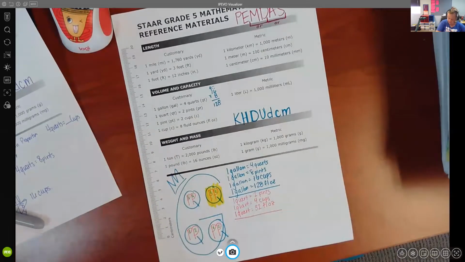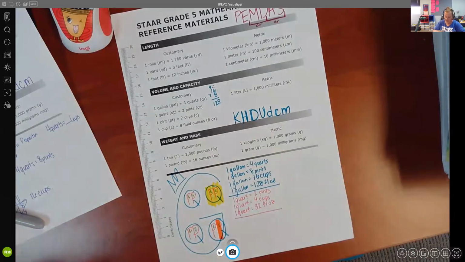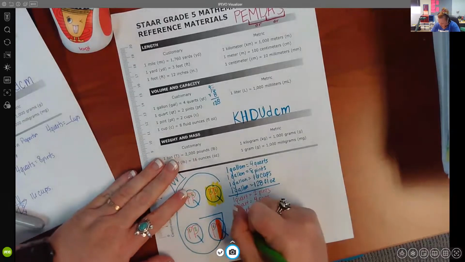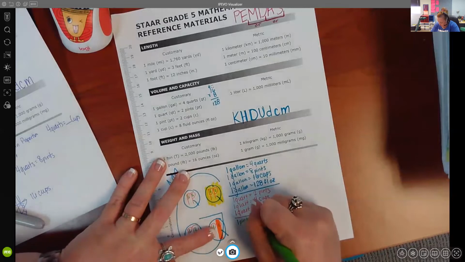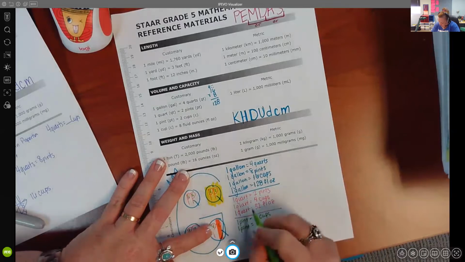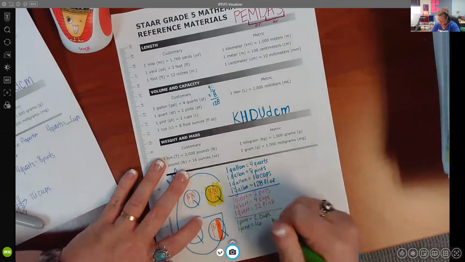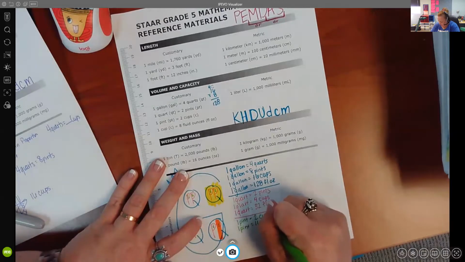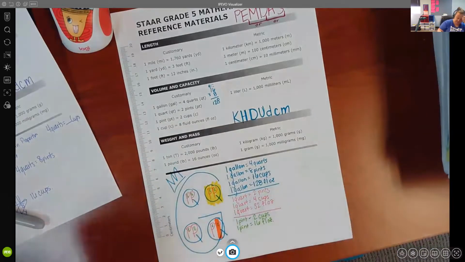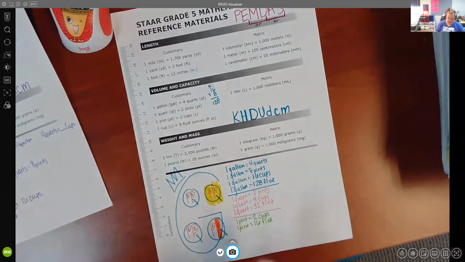Okay, and we go one step further and look at just one of our pints. 1 pint equals 2 cups. 1 pint equals, there's 8 ounces in a cup. There's 2, so 8 times 2 is 16. So 1 pint equals 16 fluid ounces. Okay, so there's that. There's also a WKU chart.